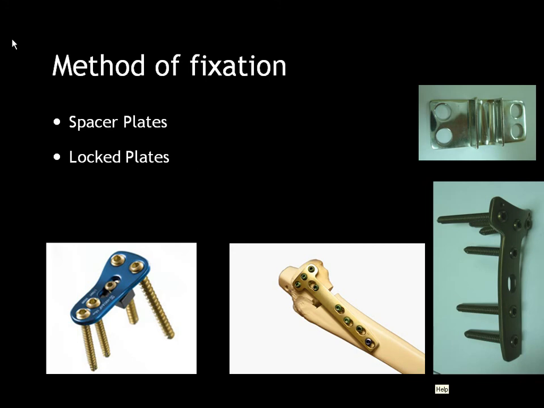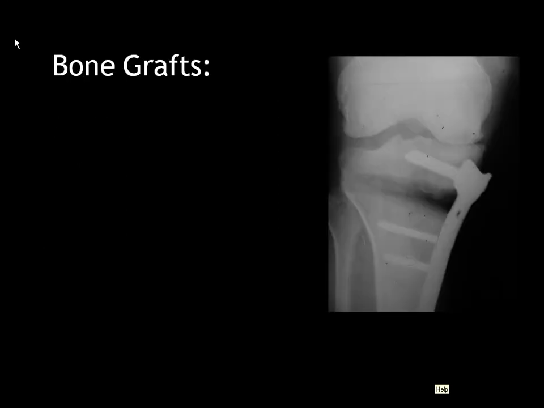And we had a reasonable number of complications with the short spacer plates. And this completely plummeted when we started using the locked T plates. The complications of lateral hinge breakage, intra-articular fractures, loss of correction, all of these have almost gone once you start using the locked T plates.